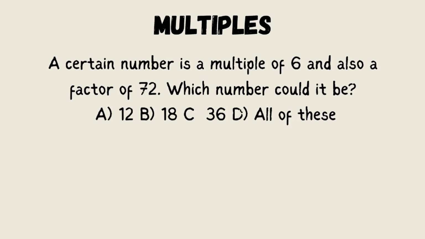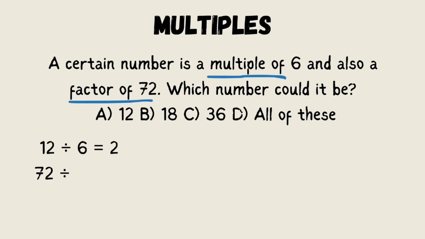A certain number is a multiple of 6 and also a factor of 72. Which number could it be? Our answer choices are 12, 18, 36, and all of these. So the number has to be a multiple of 6 and a factor of 72. We also see that one of the answer choices is all of them. So let's test these numbers. For 12, it is a multiple of 6 because 12 divided by 6 equals 2, and it is a factor of 72 because 72 divided by 12 equals 6. So that works. Now let's do 18.